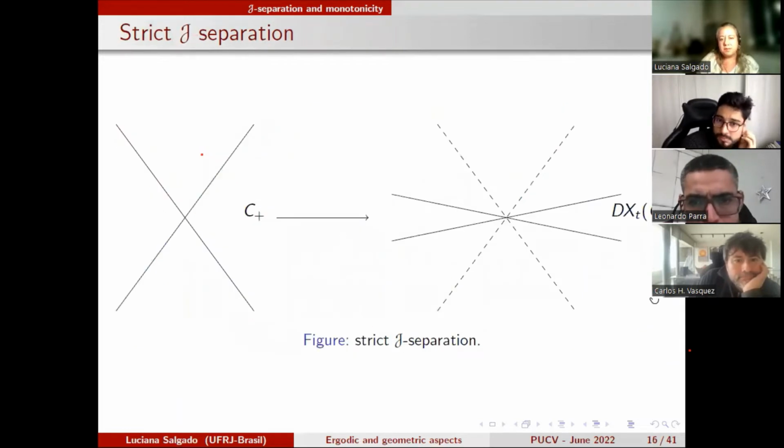So this is the picture of strict J-separation.